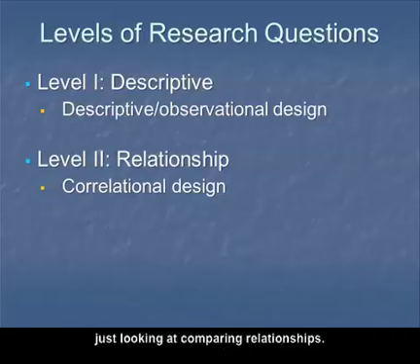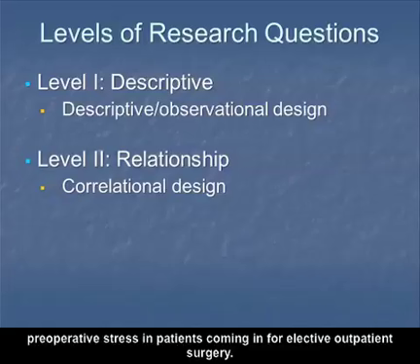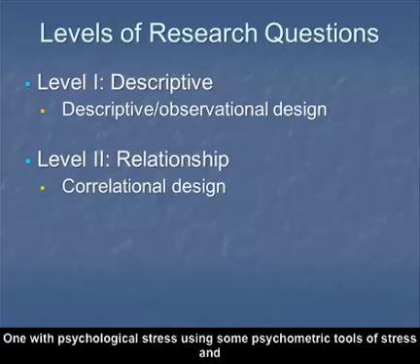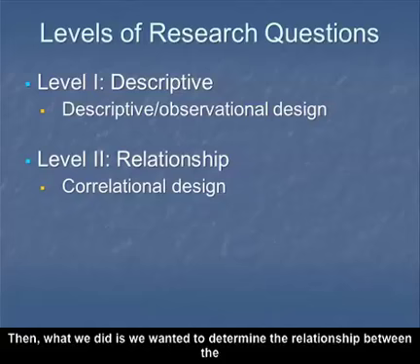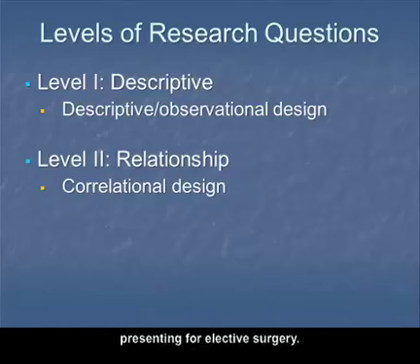For example, we did a past study where we were interested in looking at preoperative stress in patients coming in for elective outpatient surgery. And we operationalized preoperative stress two ways. One with psychological stress using some psychometric tools of stress and anxiety. And we also used a biomarker to evaluate the physiologic stress response. And then what we did is we wanted to determine the relationship between the physiological and psychological stress patients experience that are presenting for elective surgery. And this would be an example of a correlational design.